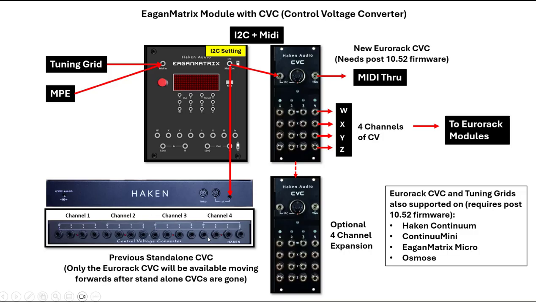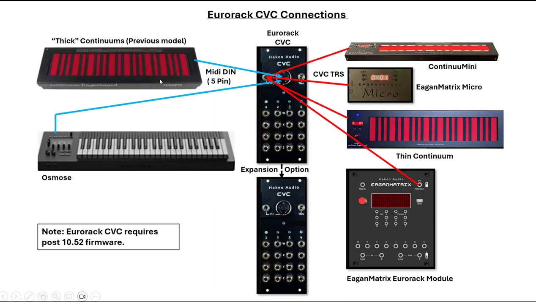There's also an option now to connect a second CVC, both with the older unit and this new one, to support 8 channels of W, X, Y, and Z output if you need that. The connection to the CVC is the same as before. With some instruments you'll connect using a TRS connection to get your I2C output into the CVC. Other options will allow you to connect to the CVC with a 5-pin MIDI connector. You can see all of the Haken Audio and Osmos instruments support connections to a CVC.